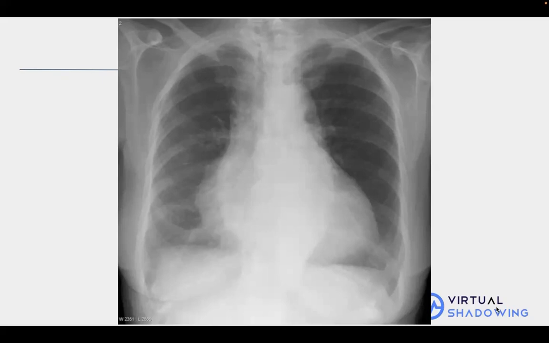It should usually be about a third of the width of the chest, and so this is a huge heart. It can be big because it's dilating and all the chambers are large. It can also be large for a frightening reason: the pericardial sac around the heart can fill with blood or fluid, so the heart looks big, but really it's that sac stretching out.